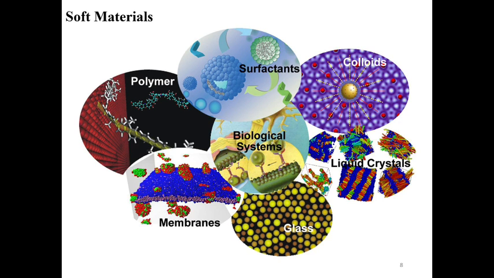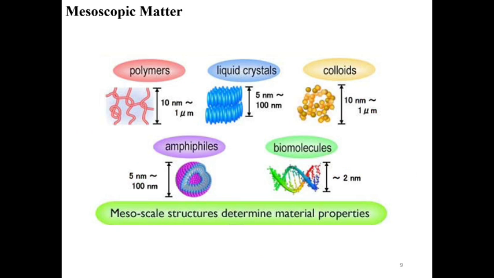That is the case where liquid crystal made the display a decade ago. That is now a very popular, mature technology, and also colloidal particles and the biological systems. If you look at the length scale here for the soft material, they are often located from a few nanometers up to a few micrometers, or below 1 micrometer. They are in a very small size regime.